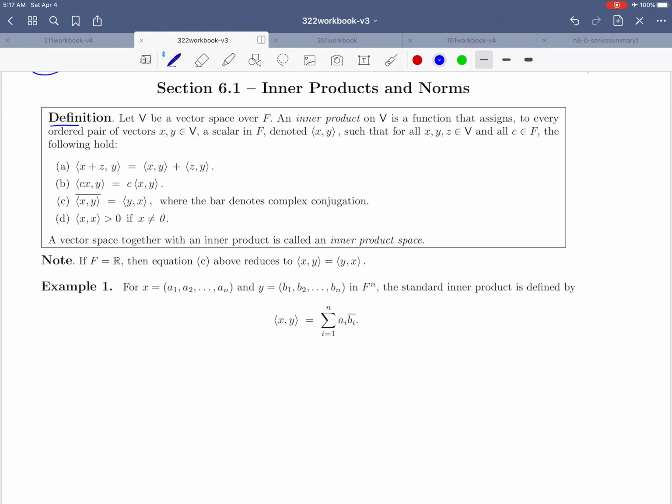Okay, so let's read this definition together. So V is a vector space over F, and let's remind ourselves that F is just our field of scalars, which could represent the real or the complex numbers, depending on the situation. And an inner product on that vector space is a function that assigns to every pair of vectors x, y in V a scalar denoted by bracket xy. And when you see this notation, bracket of xy, we're going to read that as the inner product of x and y. That's what that notation represents.